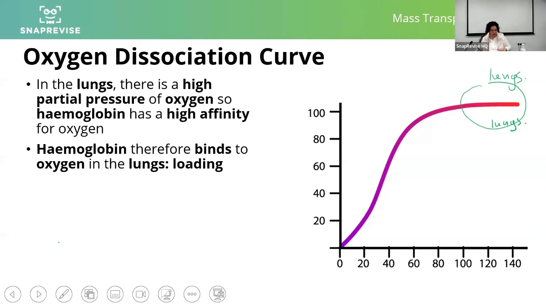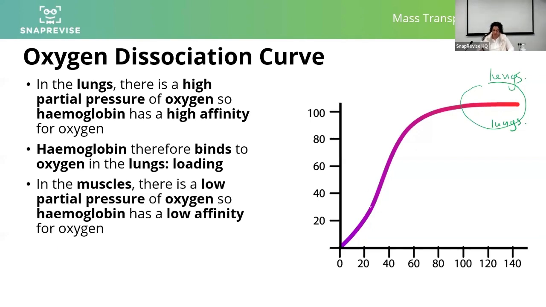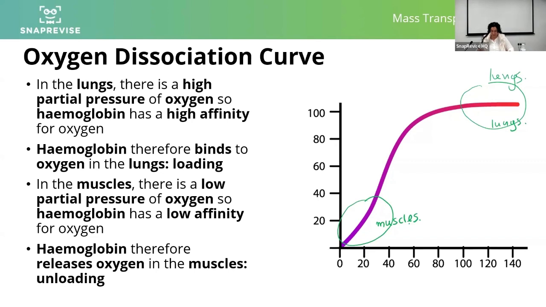and forming oxyhemoglobin. Whereas in the muscles, or any other actively respiring tissues, we tend to use muscles as an example because they have quite a high turnover for metabolic demand. They have a high metabolic rate. So there's a low partial pressure of oxygen, which makes sense because the muscles are actively utilizing the oxygen. And so therefore now hemoglobin has a low affinity for oxygen, which is good because it can unload it.